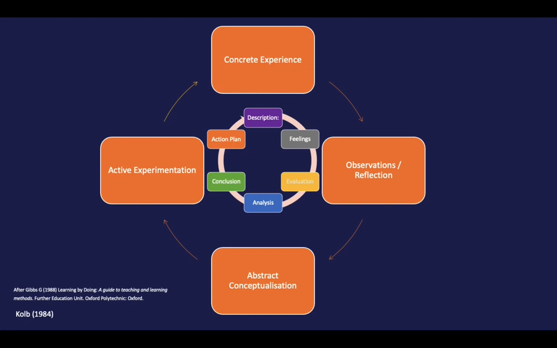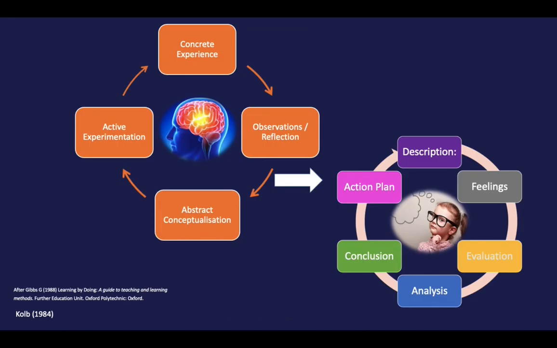The Gibbs model just expands that out a little bit more to really get you to focus on feelings and evaluation, and your conclusion and action plan, either side of the analysis phase. And it really is thinking about things. If we're looking at Kolb, it's about the learning elements, what we've actually learned from the experience, and Gibbs really looks at how we develop that learning moving forward.